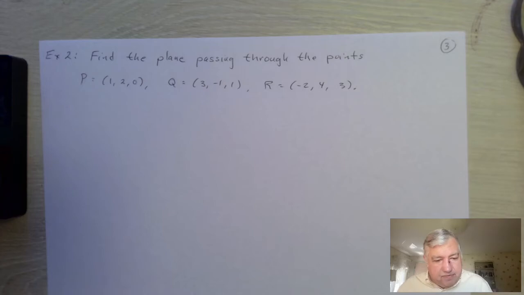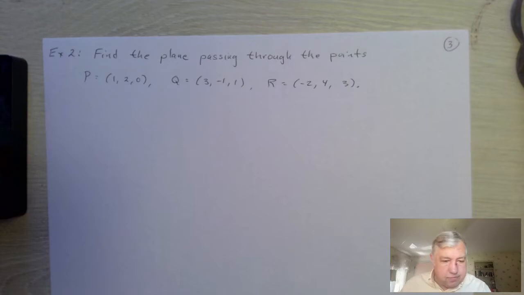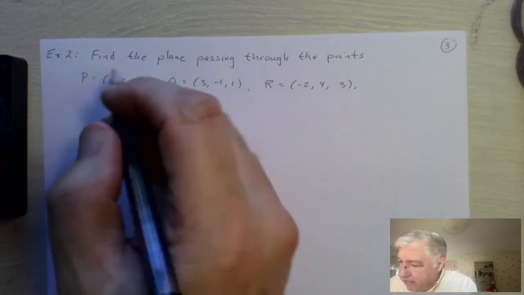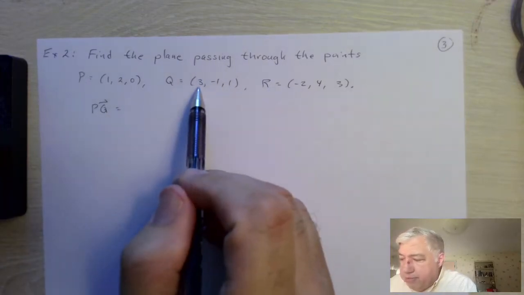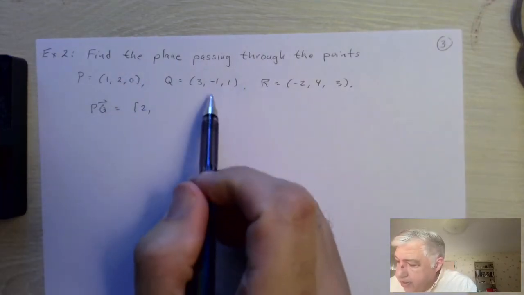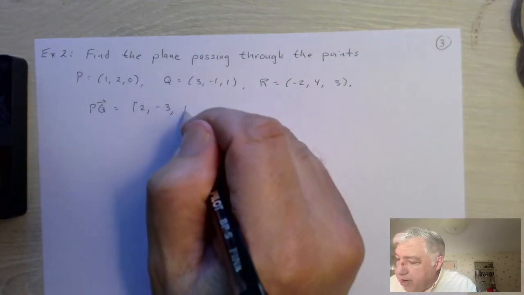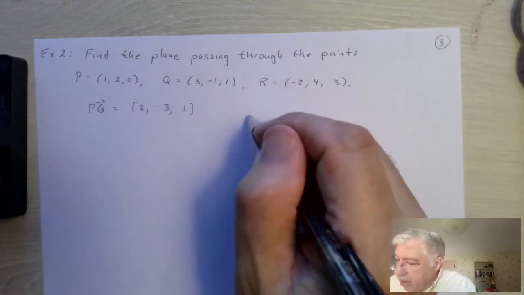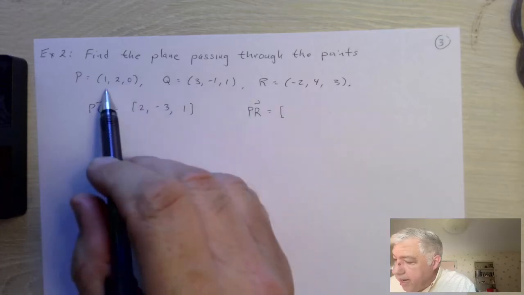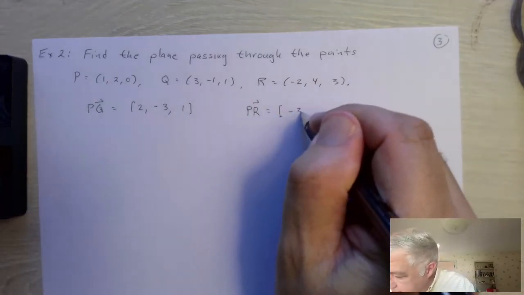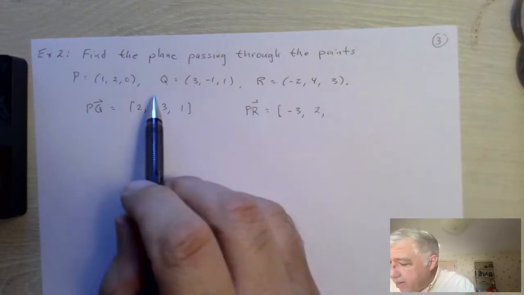Let's find the plane passing through the points P, Q, and R. So we want to first find PQ, and we know how to do that. 3 minus 1 is 2. Negative 1 minus 2 is negative 3. And 1 minus 0 is 1. And then PR is negative 2 minus 1, that's negative 3. 4 minus 2 is 2. And 3 minus 0 is 3.